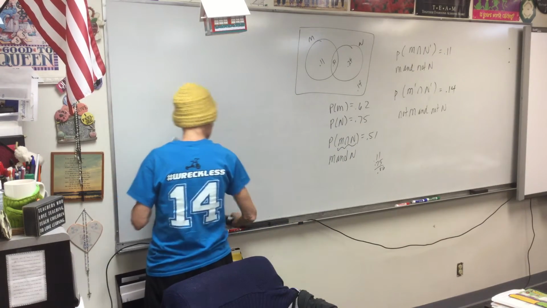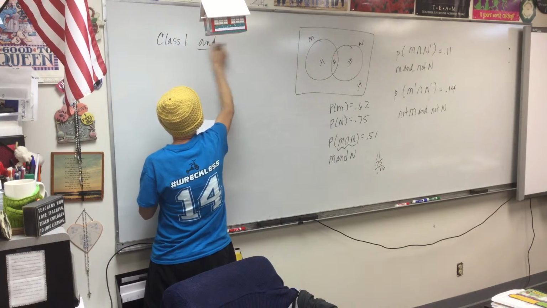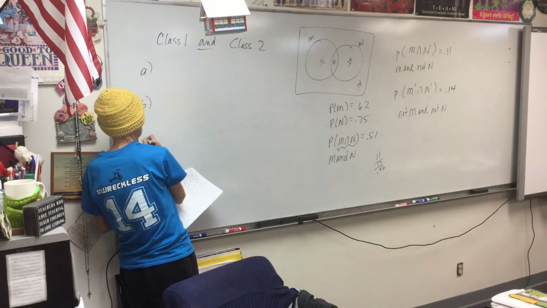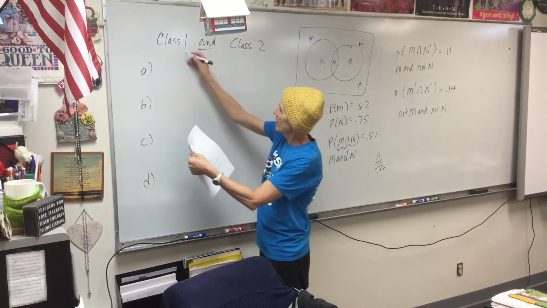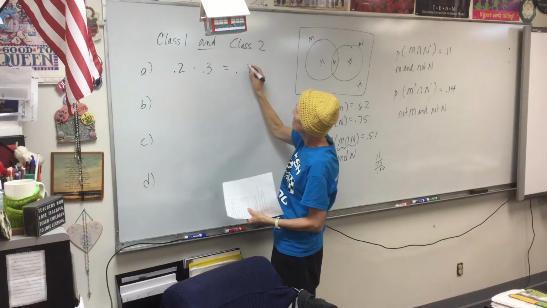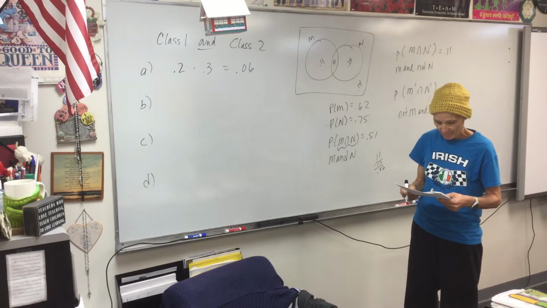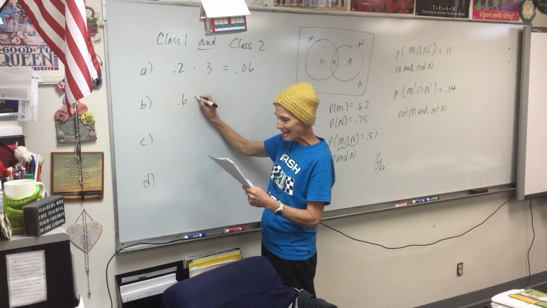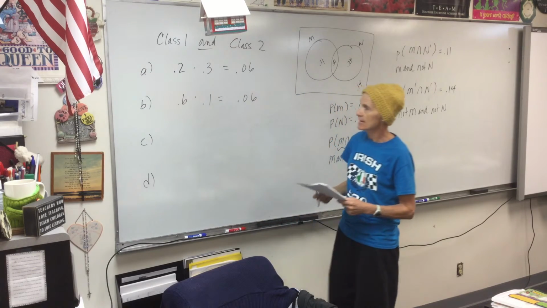All right, now we've got another one of these problems where we've got class 1 and class 2. We're picking a kid out of each class, so we are going to be multiplying. Both like English. That means I got English in class 1 and I've got English in class 2. That is 0.06. First likes math, 0.6. And second likes art, 0.1. 0.06 is the answer to that one also.